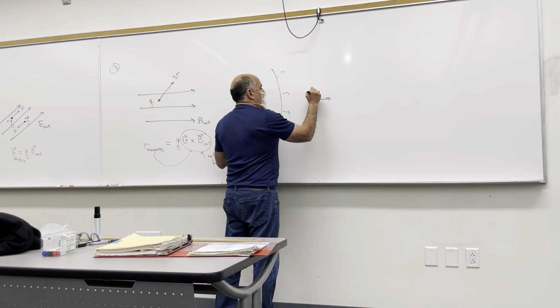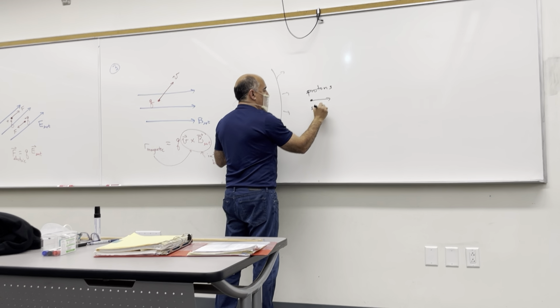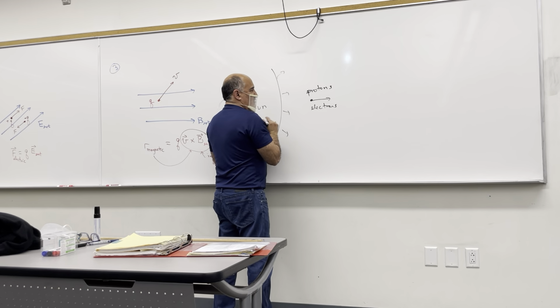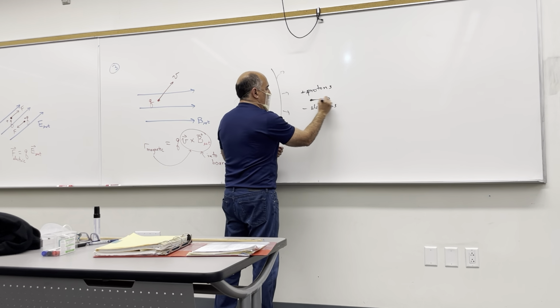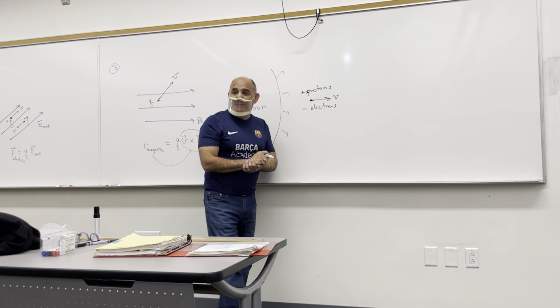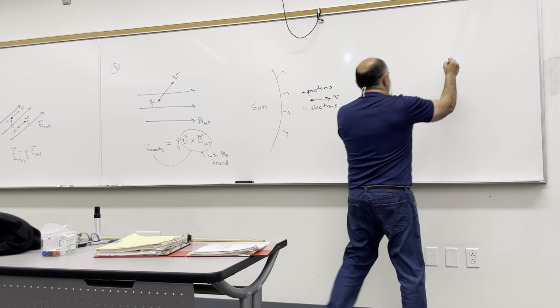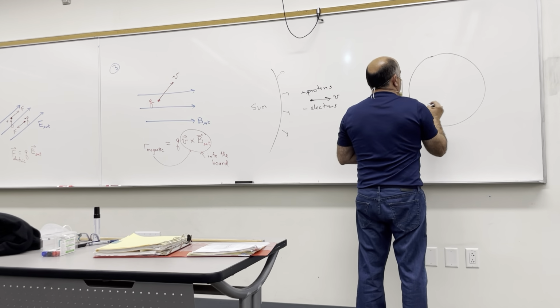So this is, let's say, protons, electrons, like charged particles, right? Plus, minus, and they're coming this way at very high speed. And here's the Earth. So this is Earth.